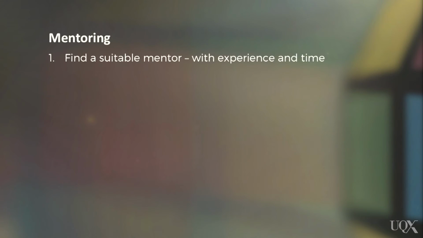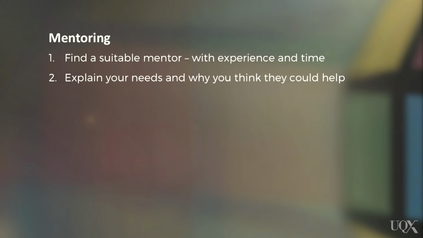First, shop around to find a suitable mentor who has the experience you need and available time. A recently retired, respected senior leader is often ideal. Second, when approaching them, explain your developmental needs and why you think they could help. Third, initially ask to meet with them for a single meeting. The first meeting can explore whether the relationship could work, and if not, both parties can go their separate ways. If the relationship has potential, you can arrange to meet again to address specific objectives.